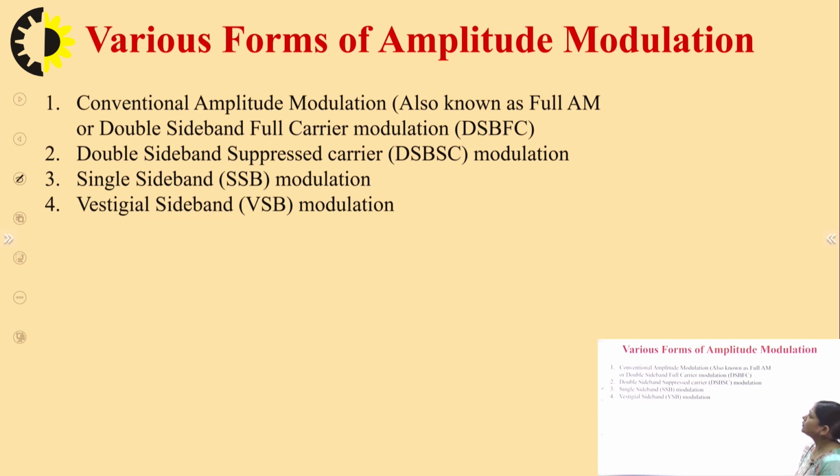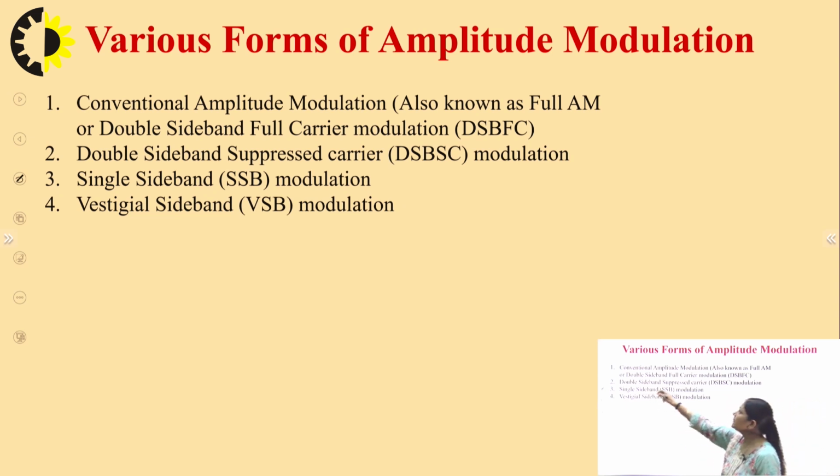Now when we talk about the various forms of amplitude modulation, from this equation we can have different types of modulation. These are conventional amplitude modulation known as full AM. Full AM means double-sided full carrier modulation, which includes all the 3 terms: carrier, upper sideband and lower sideband.